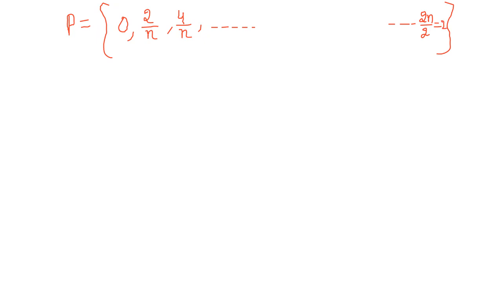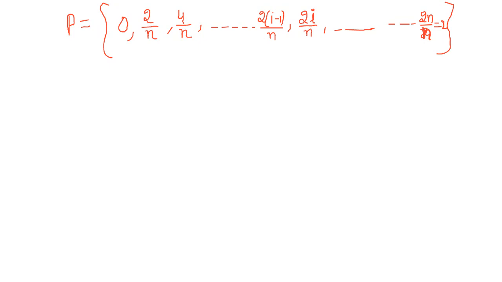In between, I can take here 2i by n and 2(i minus 1) by n. Okay. Fine. Any doubt? Sir, you have written 2n by 2. Yes, 2n by n, sorry.